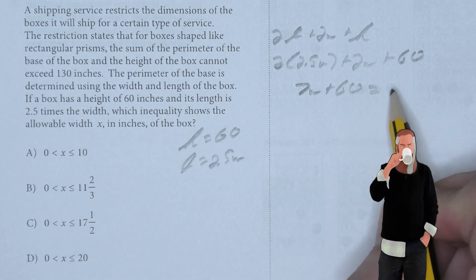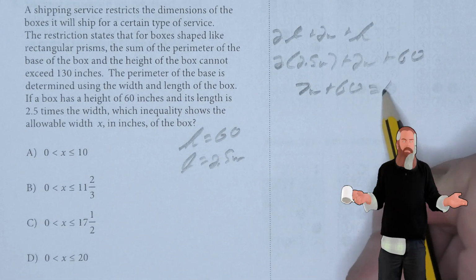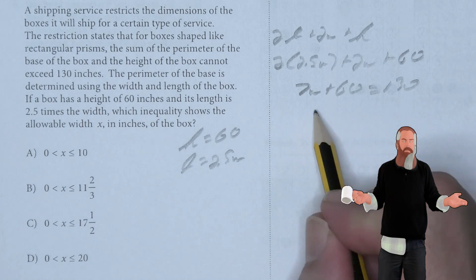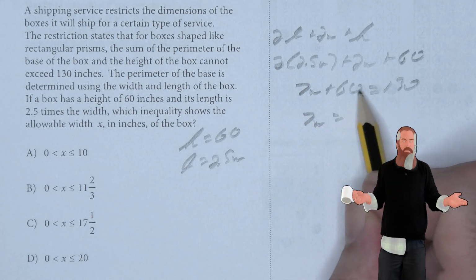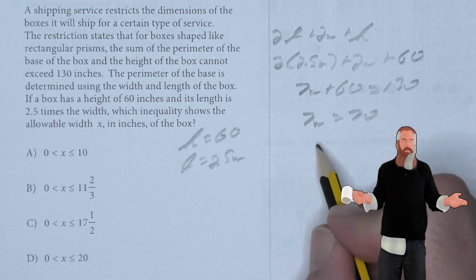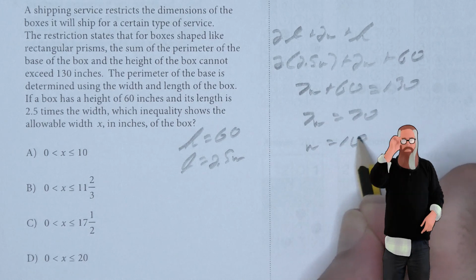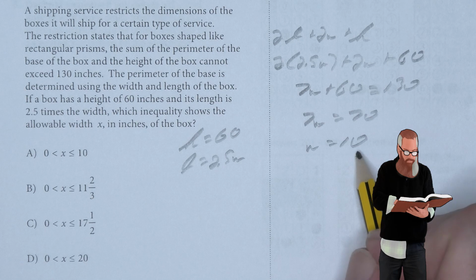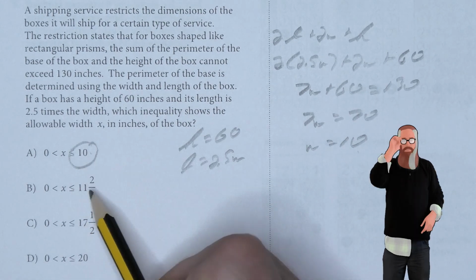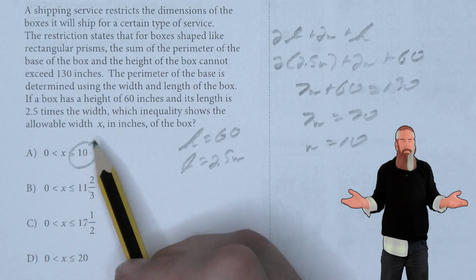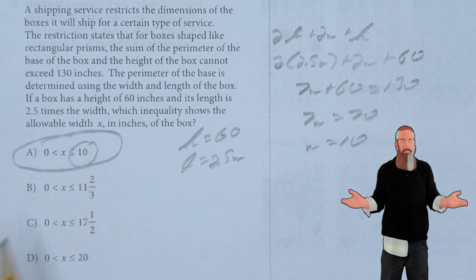All of this is going to be set equal to the maximum of 130, meaning 7w is equal to 130 minus 60, which is 70. So w is equal to 10. This is the maximum that I can deal with. And in this case, 10 appears as the maximum in only one location. So A is the answer.